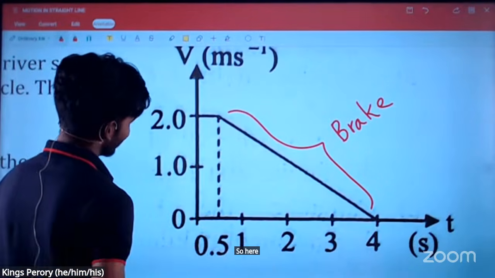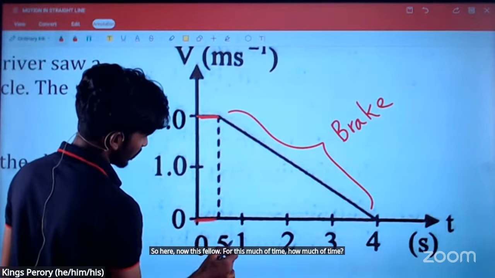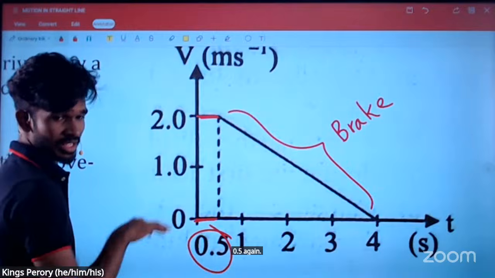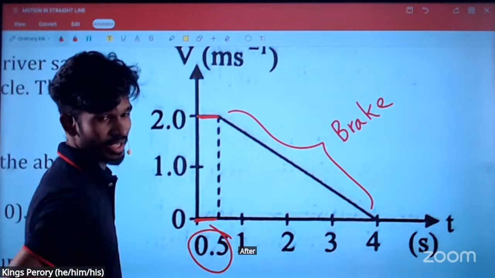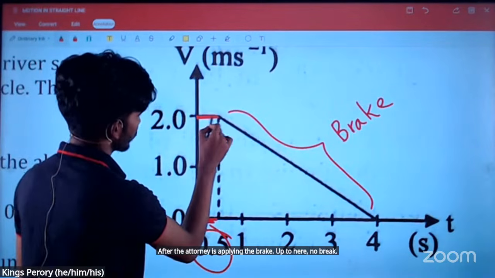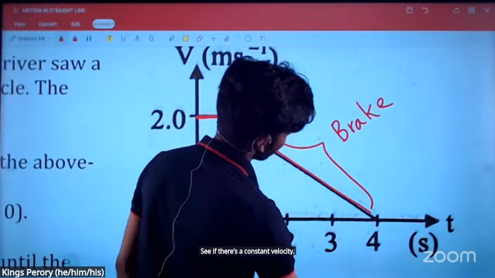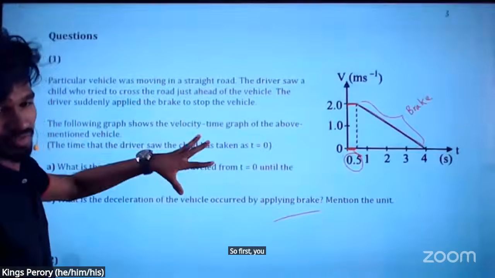So here, for this much of time, how much time? 0.5 second. For 0.5 second he still didn't apply the brake. Only after that is he applying the brake. Up to here, no brake. See, there's a constant velocity, and then only braking is taking place. So first you should understand the graph and the story that it is telling.